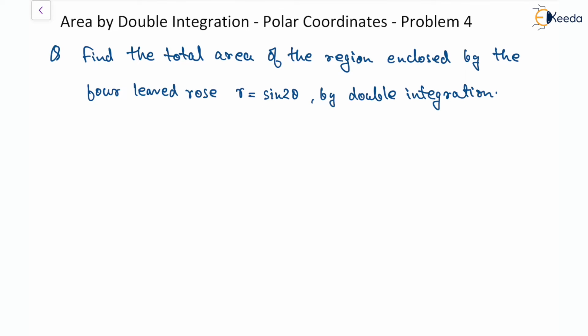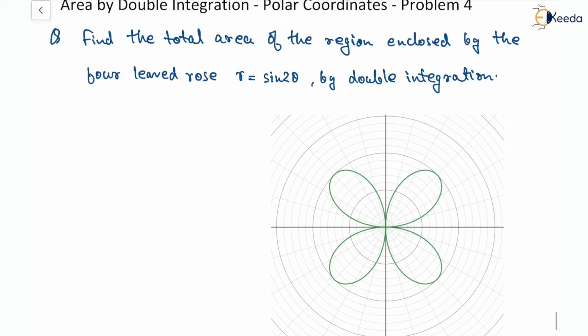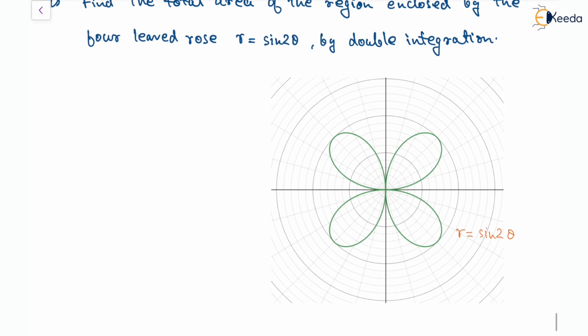Let us get into the curve first. Okay, so this is the curve, which is r equal to sine 2 theta. Now we can see this is going to be symmetric about the axes, and in order to find the overall area, we can find the area for just one of the leaves and then multiply it with 4. That's it. So let's try to analyze one of the leaves.